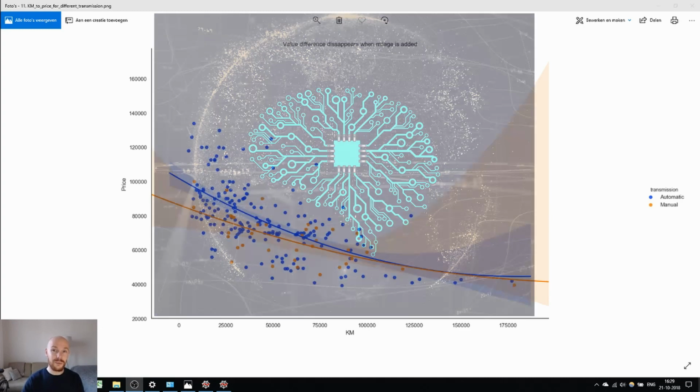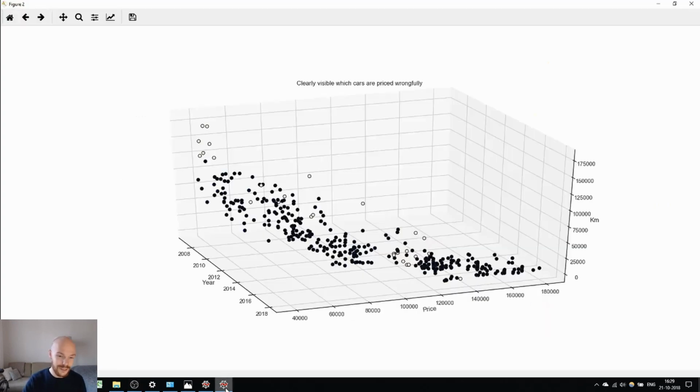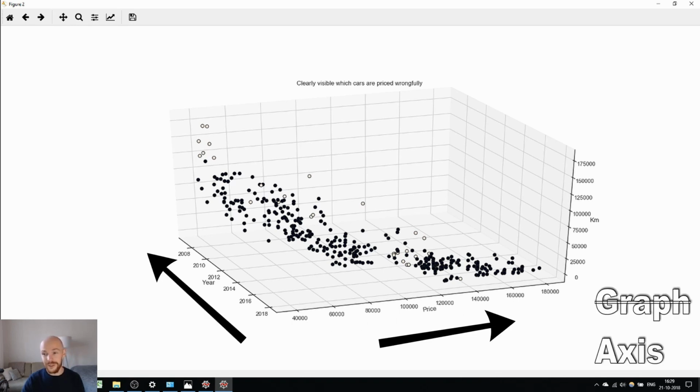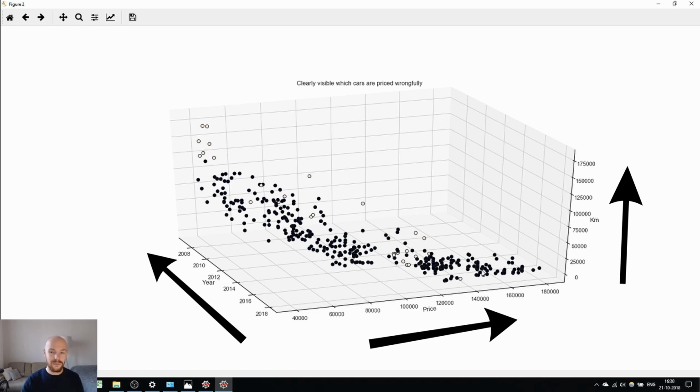Now what does it come up with? Let's have a look. In this picture, which is a 3D plot, which I will first explain, we will have price on this graph, year on this graph, and kilometer on the upstanding graph here. Each dot in this picture represents a car in the market.